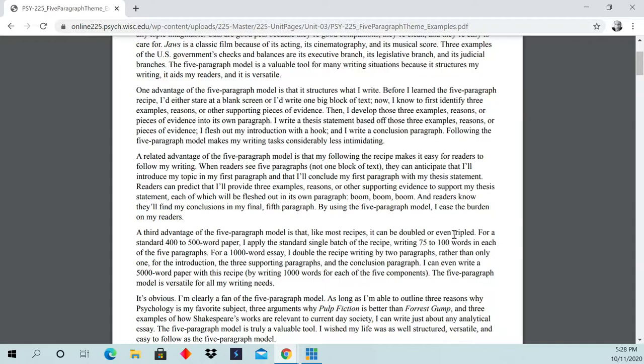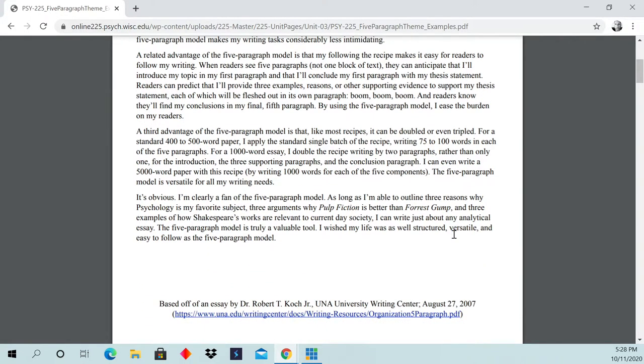The five-paragraph model is versatile for all my writing needs. Okay? You see that? And then our conclusion. It's obvious. I'm clearly a fan of the five-paragraph model. So there it is. There's our topic.